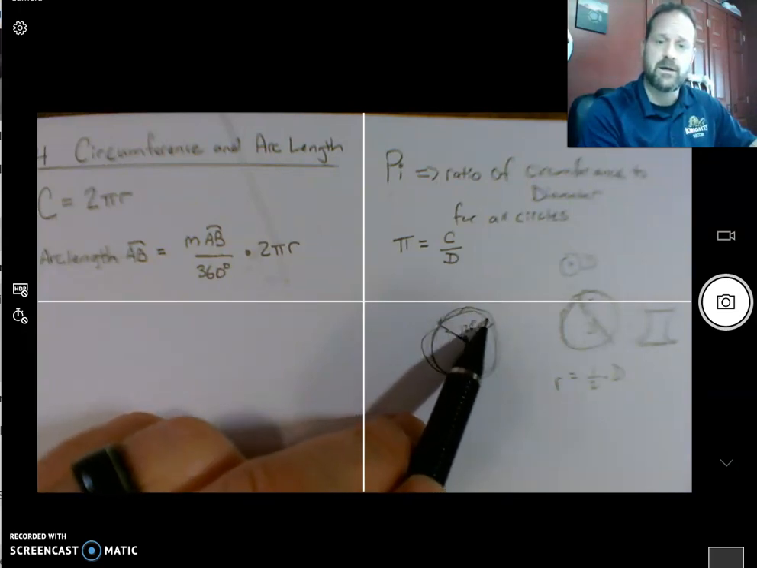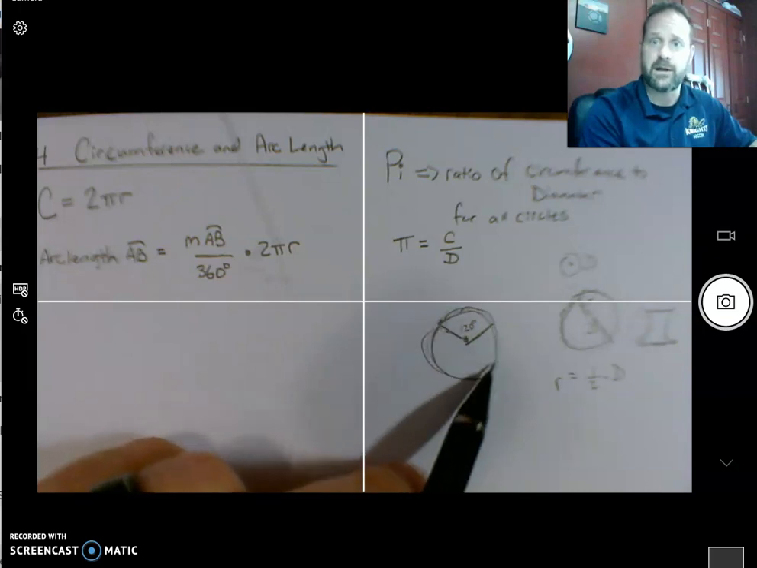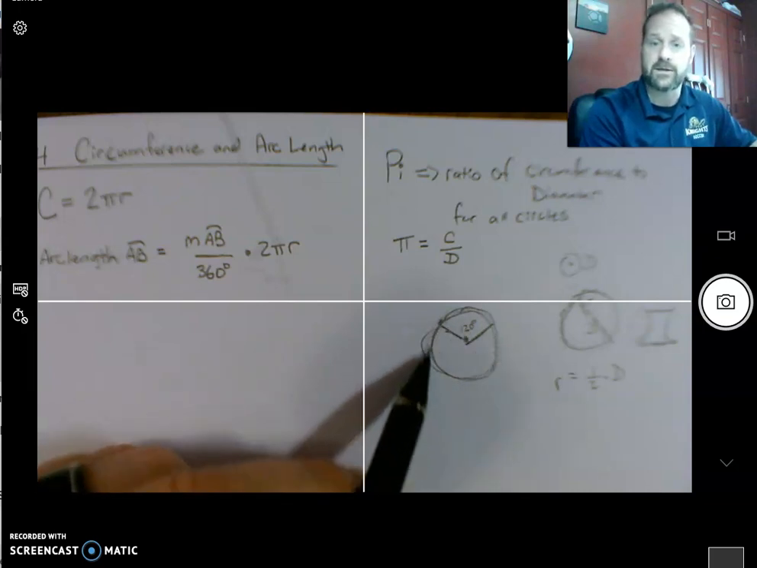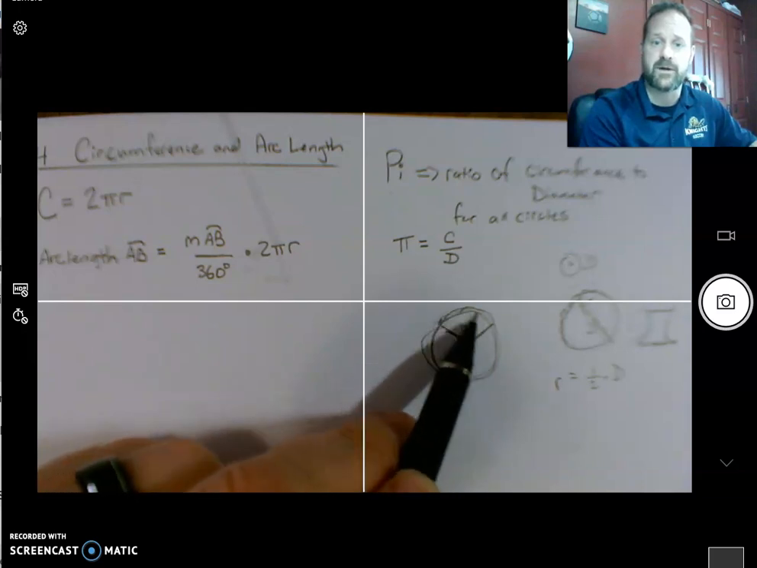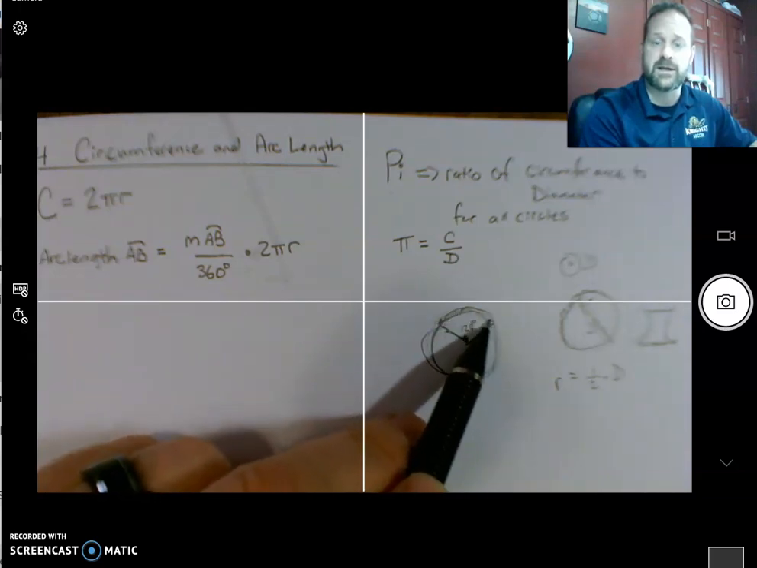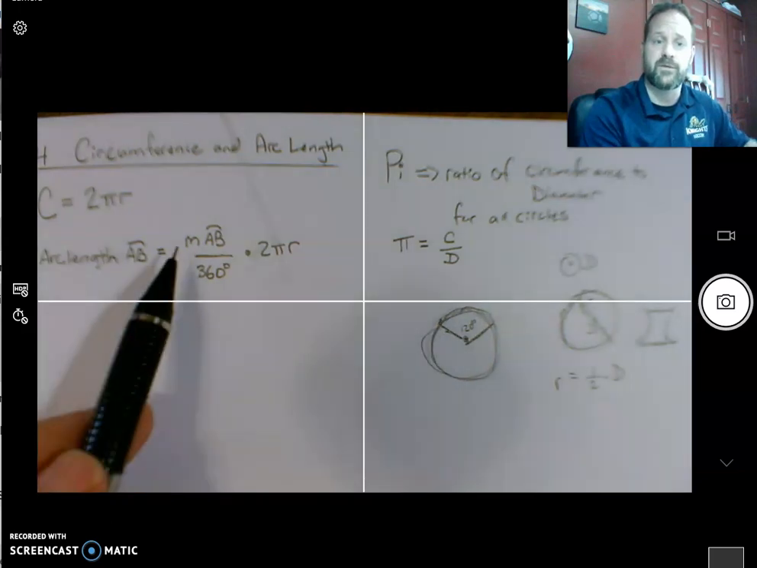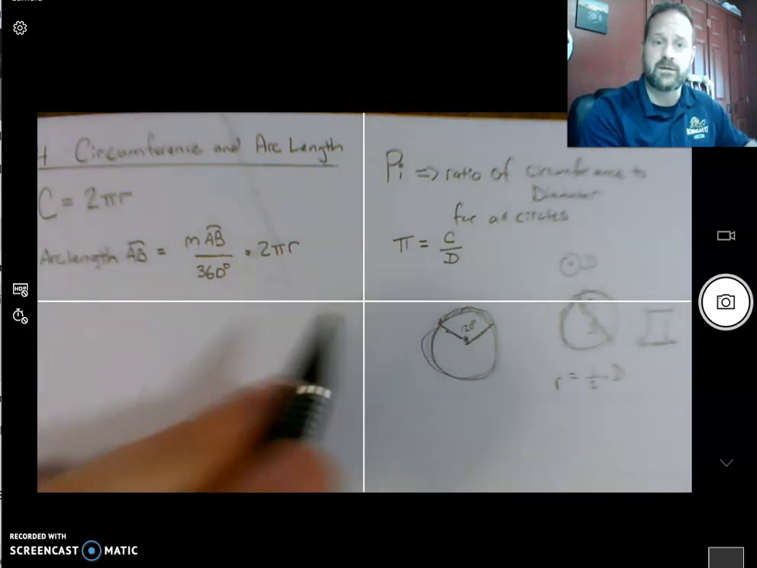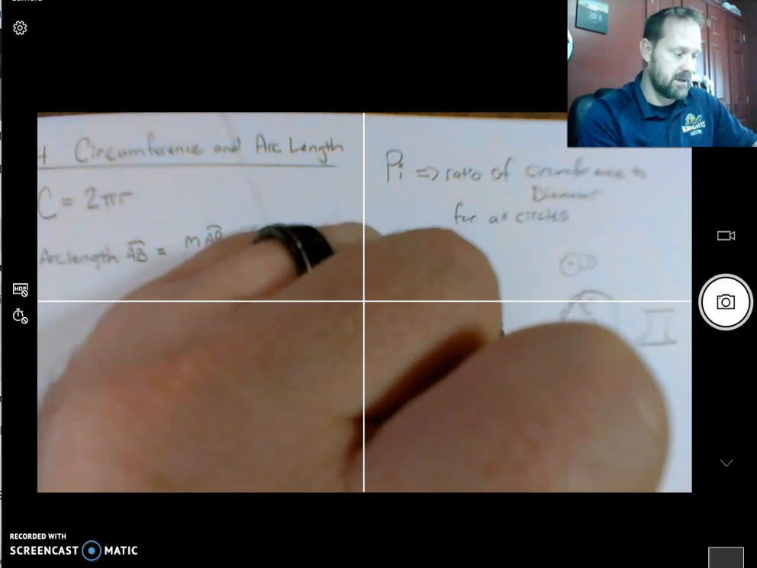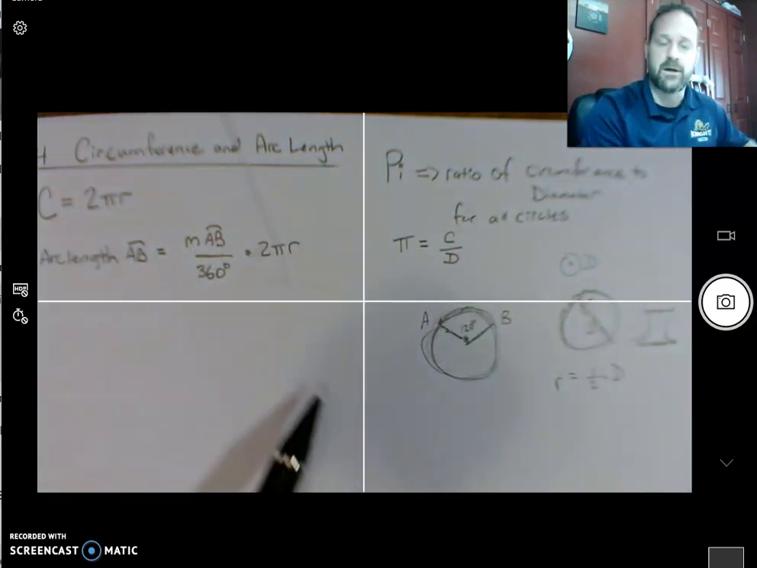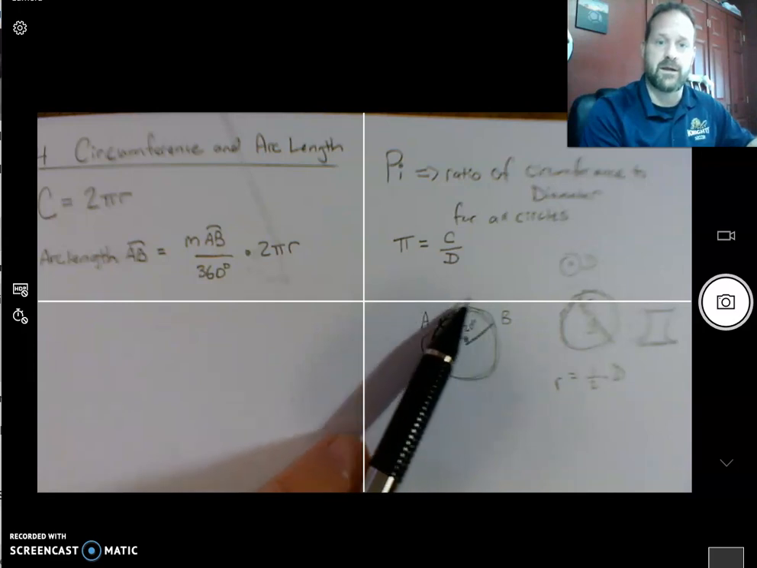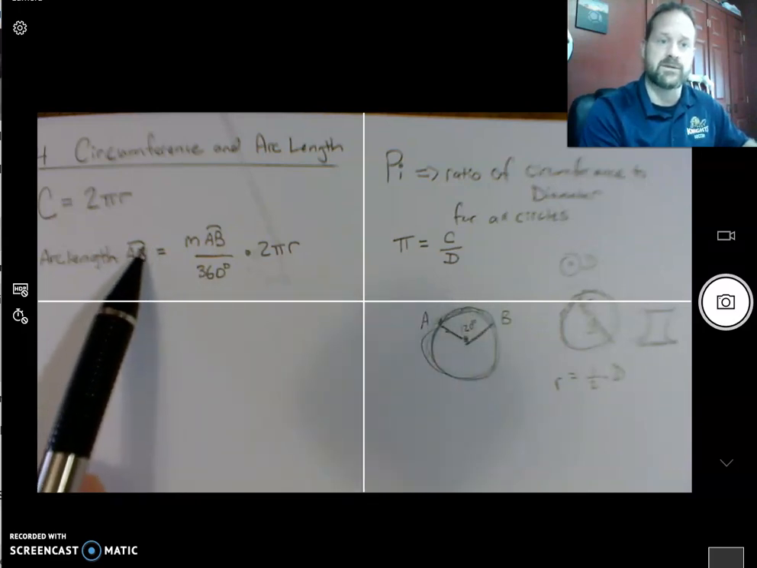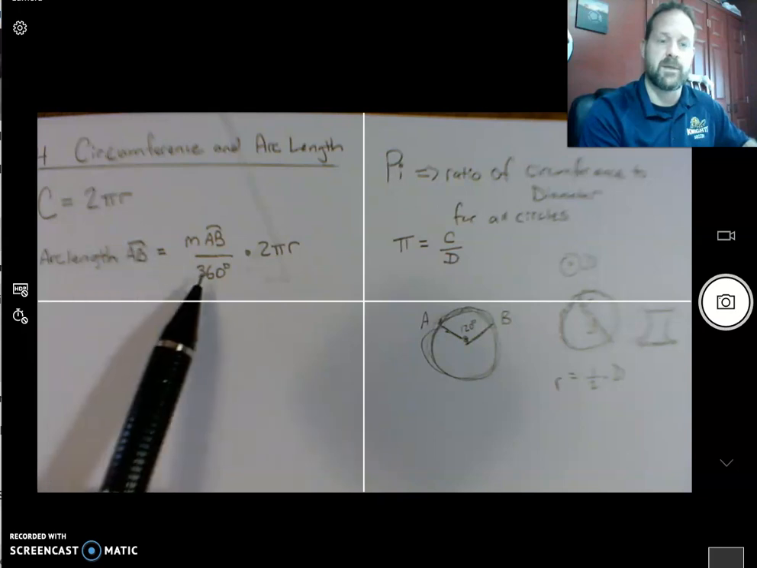If it's a whole circle, the arc length is called the circumference, and that's the whole distance. We want just this distance from there to there, so that is called arc length. The formula for that: say I had A and B here, the arc length AB, represented by this little symbol here.